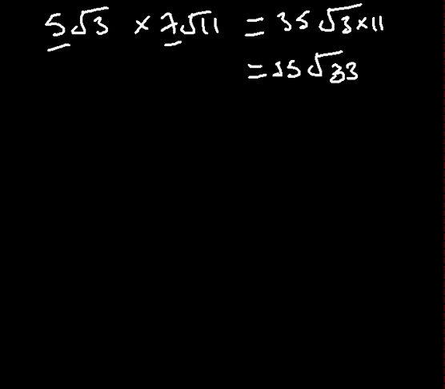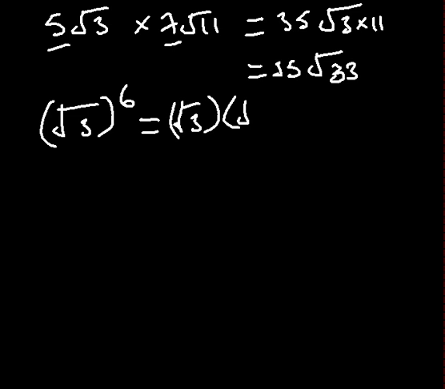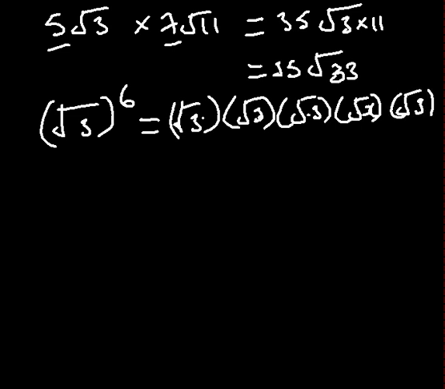And how about if we have something like this. Let's say we have the square root of 3 to the power 6. So how do you think this one can be expressed? In this case, this is the same as the square root of 3 times the square root of 3 times the square root of 3 times the square root of 3, up to 6 times. So we have 1 2 3 4 times the square root of 3 and also times the square root of 3.